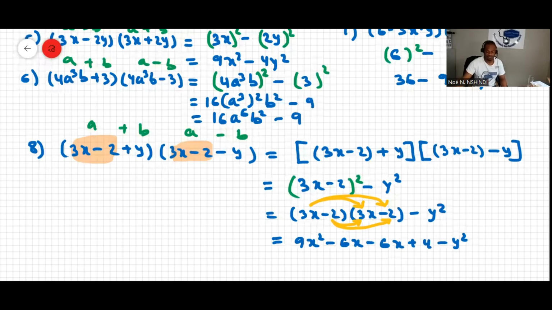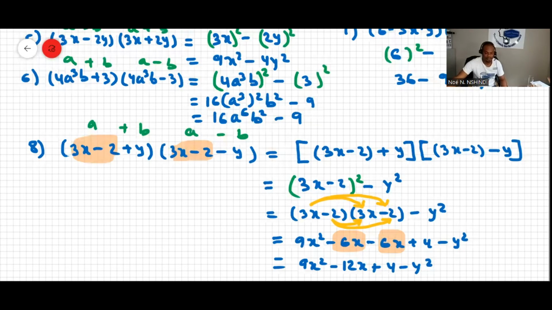Are there like terms? We can notice that these two are like terms, okay? And those like terms don't just cross out, because there are things to do there. We can combine them, so it's going to be 9x squared. Negative 6x minus 6x is not 0. This is negative 12x, okay? And then plus 4 minus y squared.